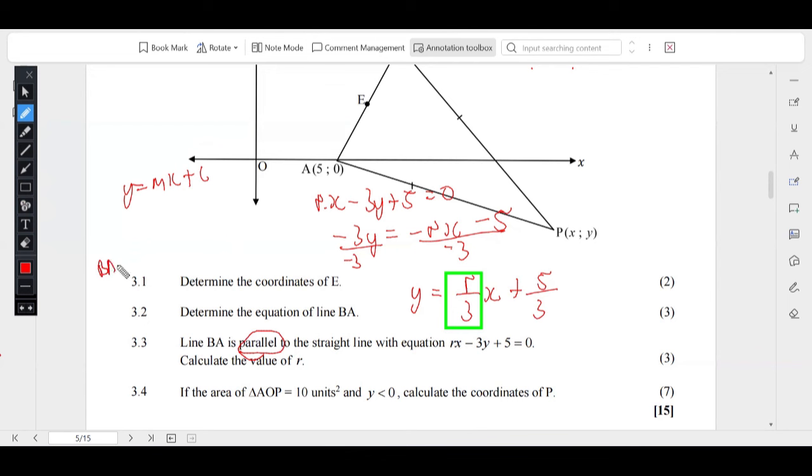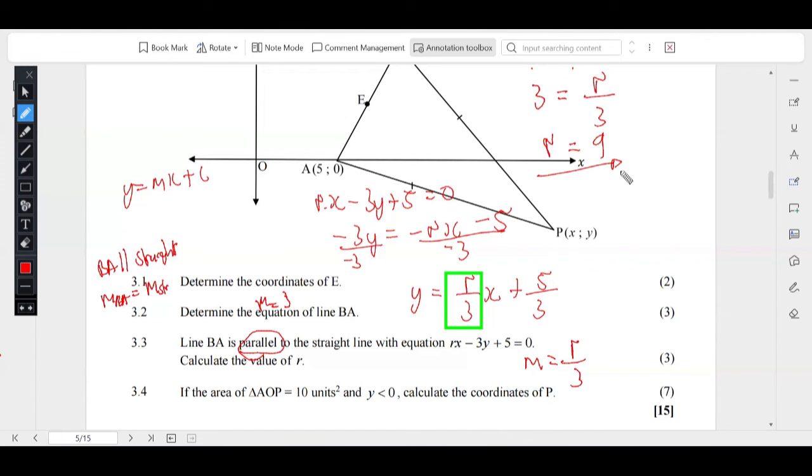So if BA is parallel to this straight line, that means the gradient of BA is equals to the gradient of the straight line. So what is the gradient of BA? We did calculate it above. We found that the gradient is 3. So that means that this r over 3 here must be equal to 3. In other words, 3 is equals to r over 3 because it represents the gradient. The gradient of this straight line is r over 3. But then the gradient of BA is 3, so that's why we are substituting with 3 there. Then if we cross multiply here, this is going to be 9. So our r is equal to 9. Just as easy as that.